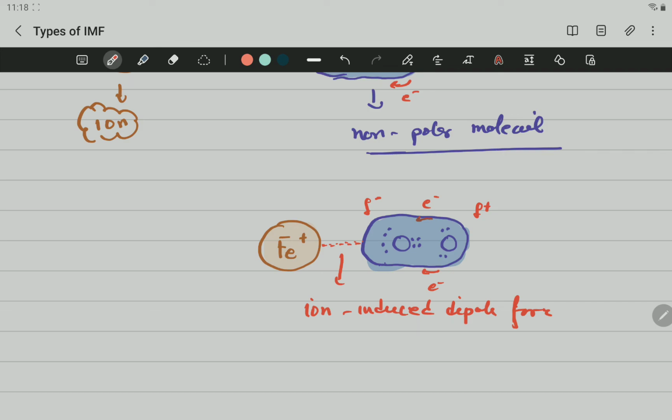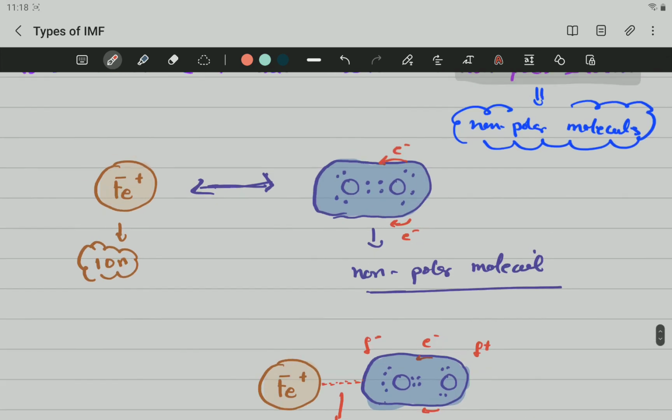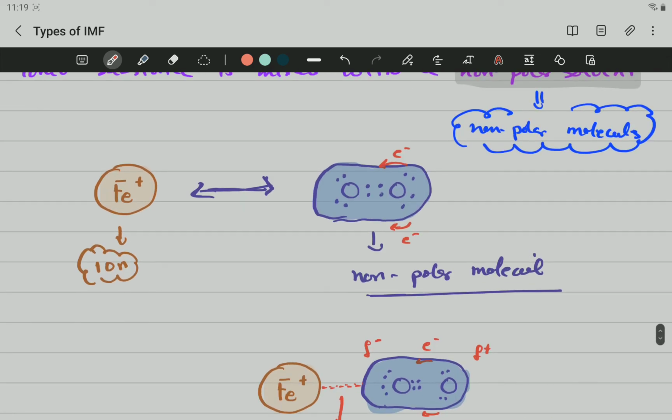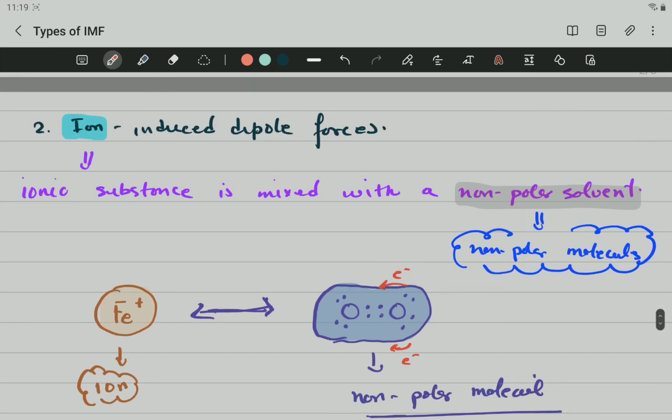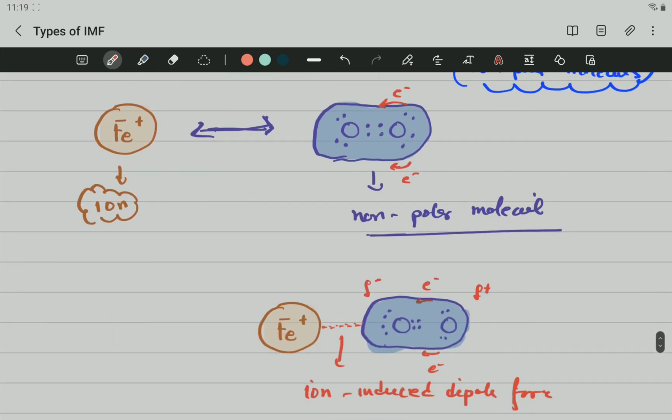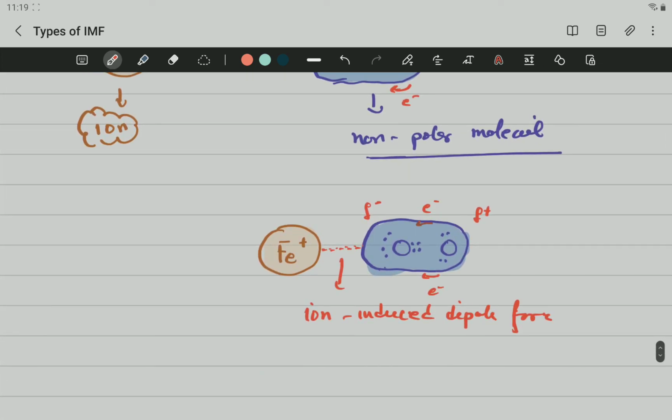This is happening between ions and nonpolar molecules. I hope it's clear. It's a little bit tricky, but it's not that difficult. Anytime you have an ion, please remember I use Fe plus, which the name is the same as iron, but we are not referring only to Fe plus. It could be Na plus, it could be any other substance which is an ionic substance. So if you have an ionic substance that is mixed with a nonpolar solvent, that force that keeps those substances together is called ion-induced dipole.